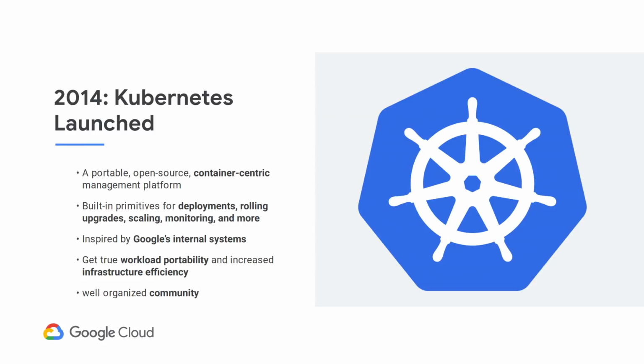So Kubernetes was launched, clearly. In 2014, Kubernetes, which is a portable, open source, container-centric management platform, was launched. When you have containerized applications, you definitely need some sort of an orchestrator on top of it to actually manage those containers and relieve you of some of the infrastructure level operations that are needed. So Kubernetes started off as a simple container orchestrator, but eventually became a container-centric management platform with built-in primitives for things like deployments, rolling upgrades, scaling, monitoring, and much more.